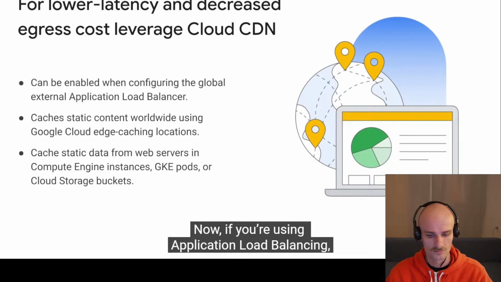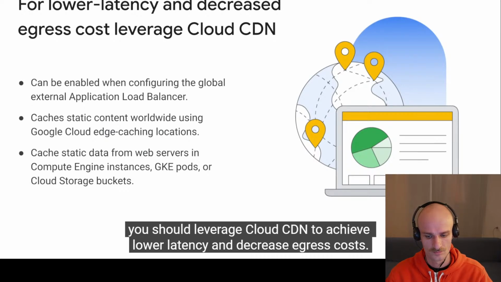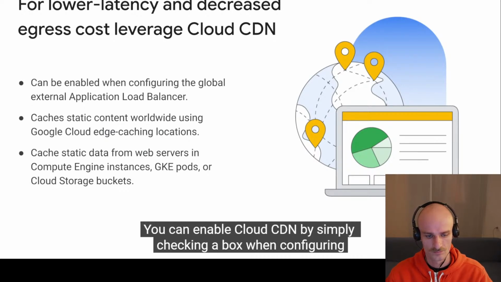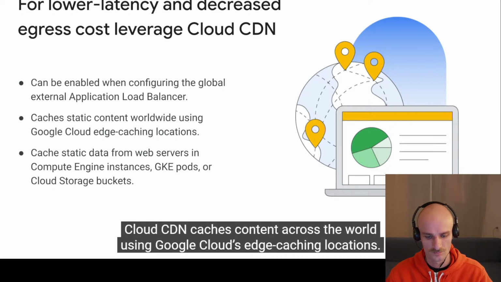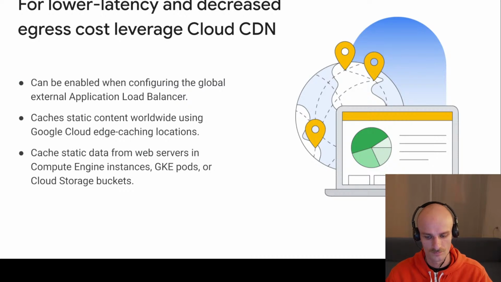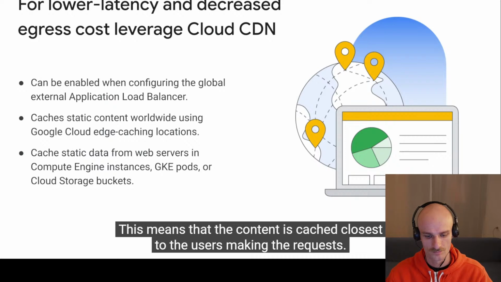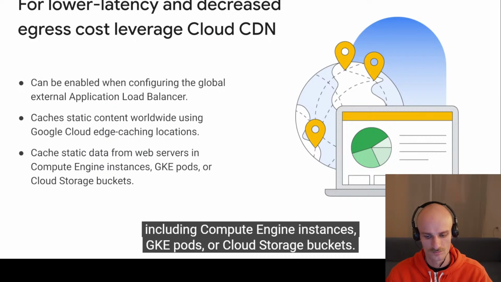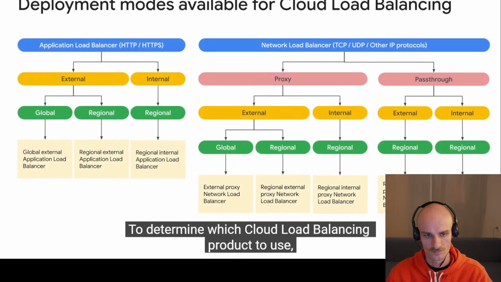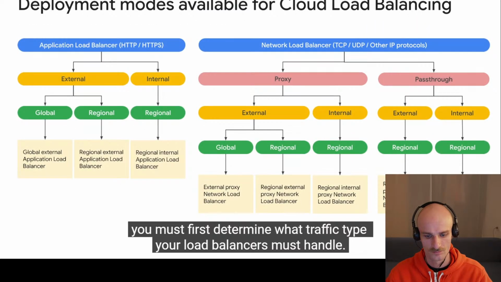Now, if you're using application load balancing, you should leverage Cloud CDN to achieve lower latency and decrease egress costs. You can enable Cloud CDN by simply checking a box when configuring a global external application load balancer. Cloud CDN caches content across the world using Google Cloud's edge caching locations. This means that the content is cached closest to the users making the requests. The data that is cached can be from a variety of sources, including Compute Engine instances, GKE pods, or Cloud Storage buckets.